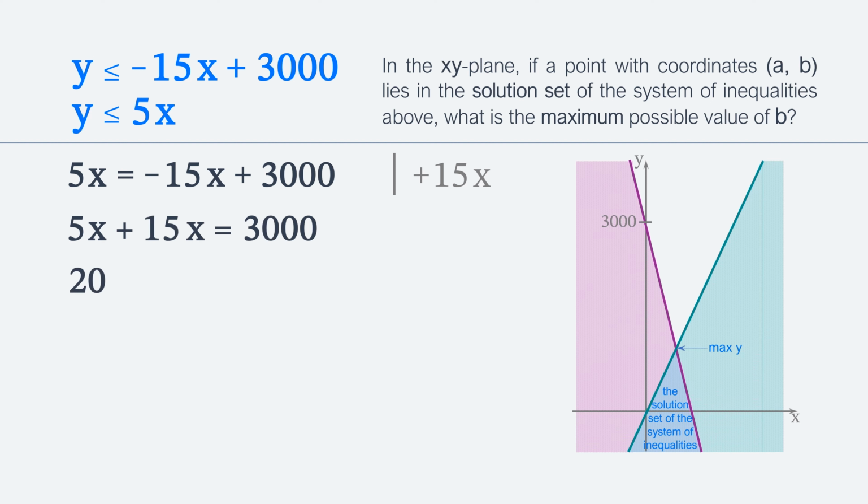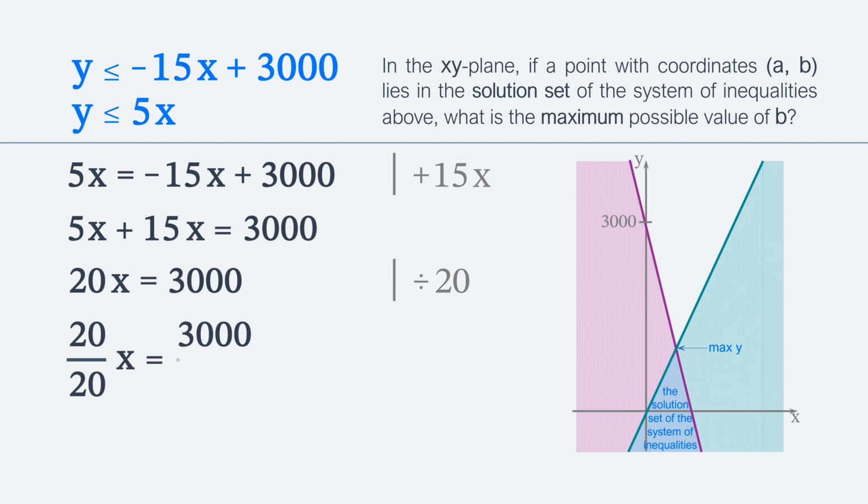So we get 20x is equal to 3000. Let's divide both sides of the equation by 20. Now we have 20 divided by 20 times x is equal to 3000 divided by 20. So we get that x is equal to 150.